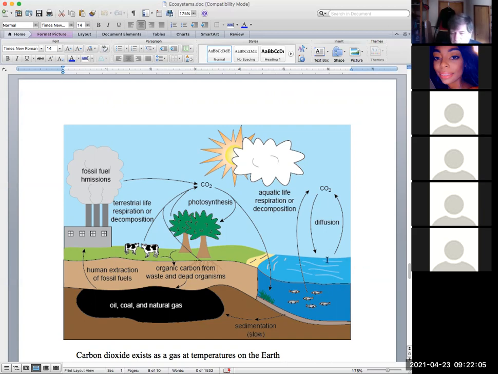Now, like with water, there are other ways that carbon dioxide can either leave the air or enter the air. So carbon dioxide can be removed from the air by photosynthesis. CO2 is the reactant in the light-independent reactions, if you recall.